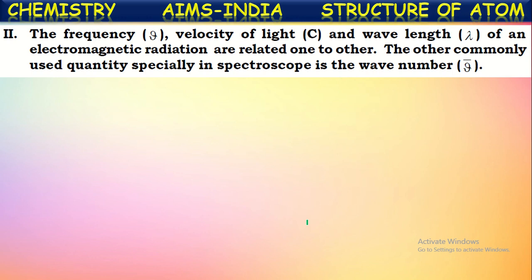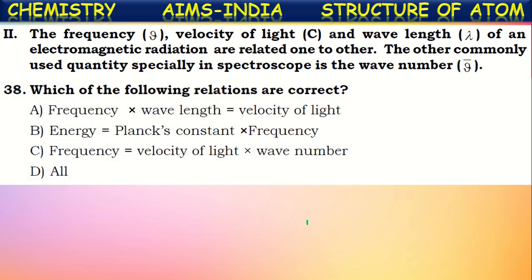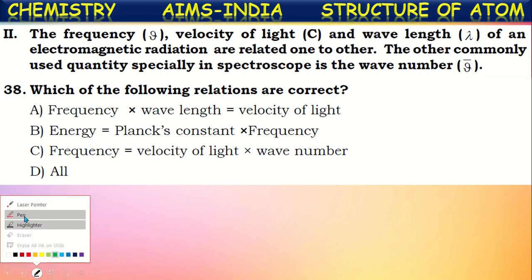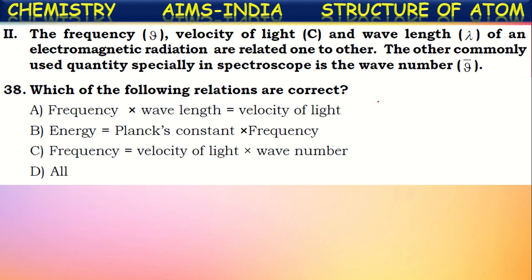Now let us see the questions related to this. See the first one. Which of the following relations are correct? Certain relations are mentioned between these characteristics of electromagnetic radiation. Identify which are correct statements or relations. Frequency into wavelength gives velocity of light. We have a relation between frequency and wavelength. That is, nu is equal to c by lambda.